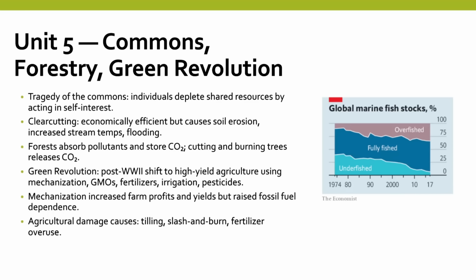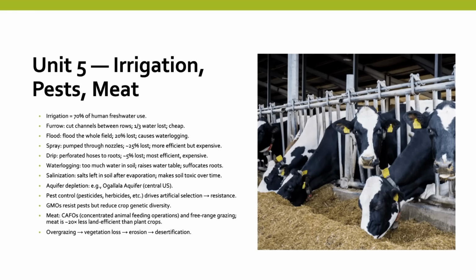Tilling, slash and burn, and fertilizer overuse are the FRQ villains that you need to watch out for. Irrigation eats 70% of human fresh water. There are 4 methods, at least the most efficient: flood, furrows, spray, and drip irrigation. Drip is the golden standard at 5% loss, but very, very expensive.